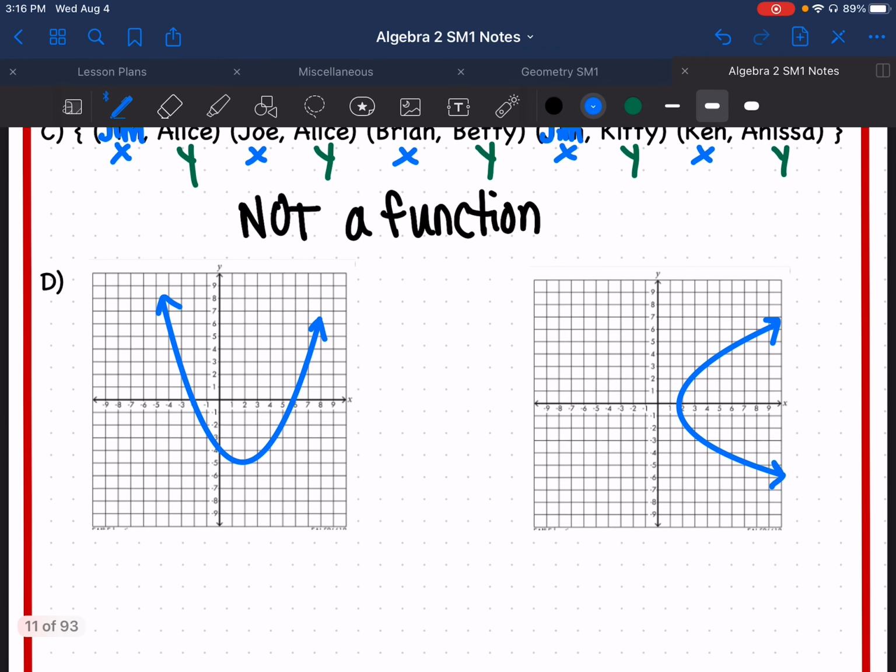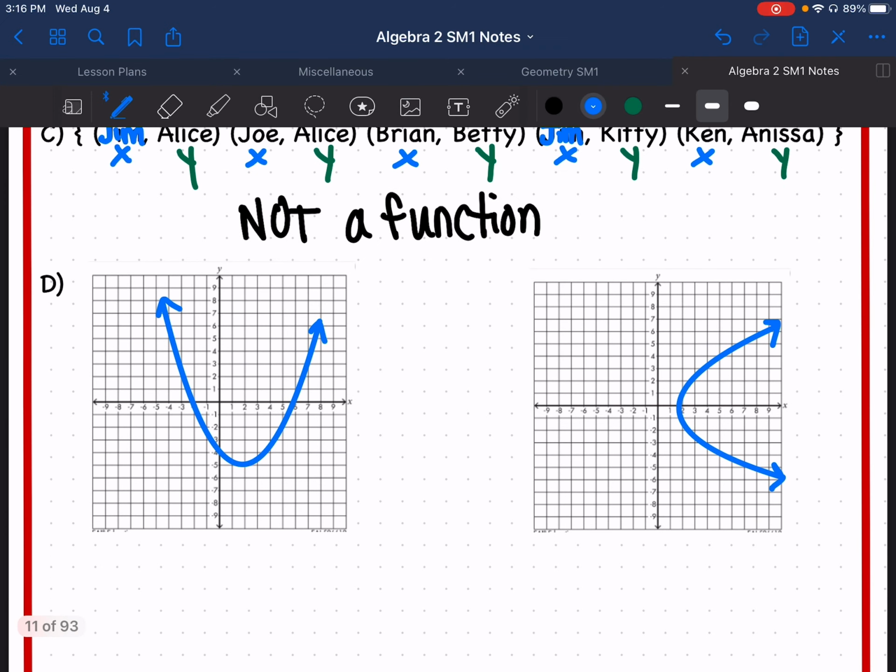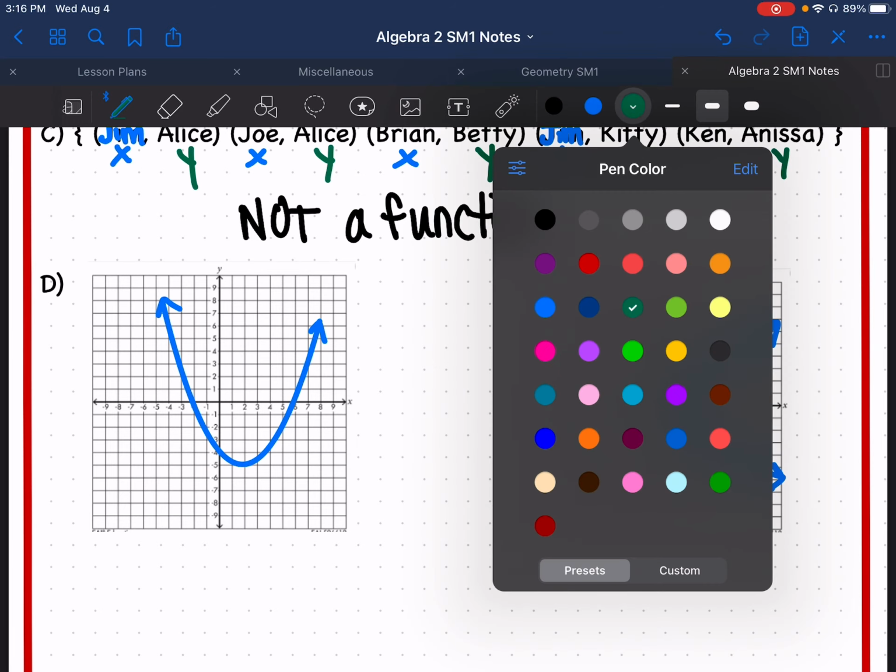Now, when you have a graph, you can do something that's called the vertical line test, which means all you have to do is take a vertical line, a line that goes straight up and down, and place it through the graph. If the vertical line touches your graph more than once, if it intersects it more than once, it is not a function. So let's go ahead, and I'm going to do this with a different color than green.